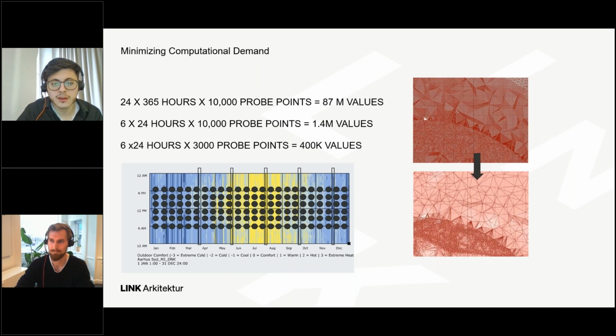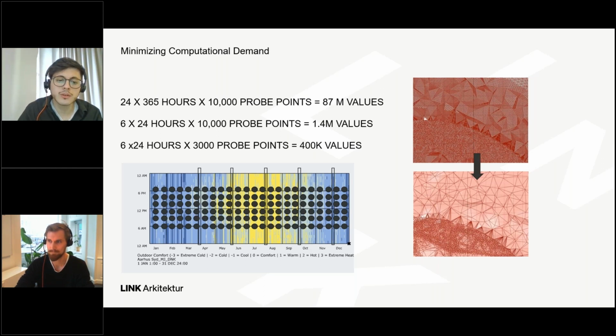When we start working with very big data sets of wind and temperature and humidity, we also need to think about how to minimize the computational demand in our tools. So here you can see the example of the UTCI data that we have from an EPW file, for example. So we would have hourly data for the whole year, 24 per 365. You can do the calculations, and if we have 10,000 probe points within our project, this translates to a very big amount of values that we have to manage.